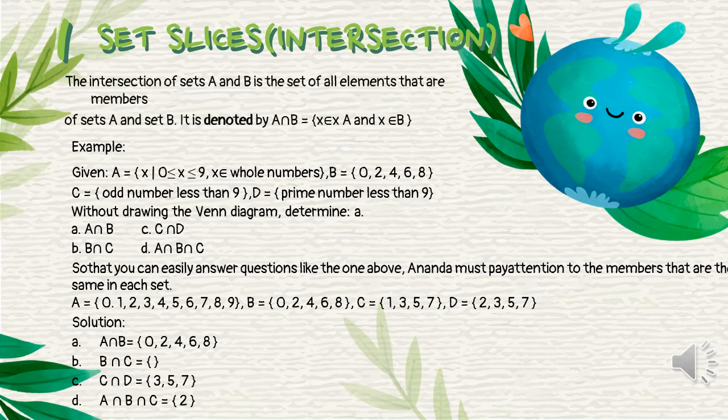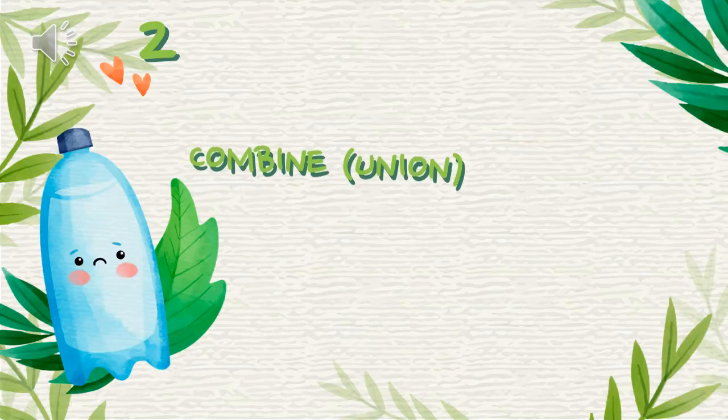Solution. A. A ∩ B = {0, 2, 4, 6, 8}. B. B ∩ C is empty. C. C ∩ D = {3, 5, 7}. D. A ∩ B ∩ C is empty.